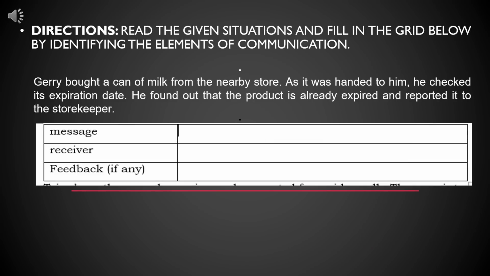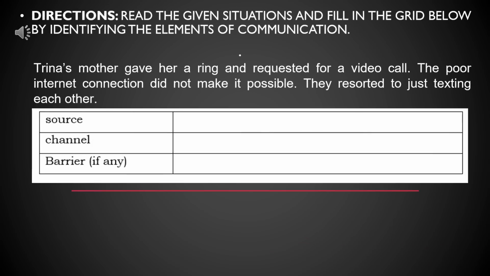Okay, we'll just continue. I already gave an example on how you are going to deal with this activity. This is the third situation. So again, all you have to do is to identify the elements of communication present in the given situation. Okay, so source, channel, barrier, if any.